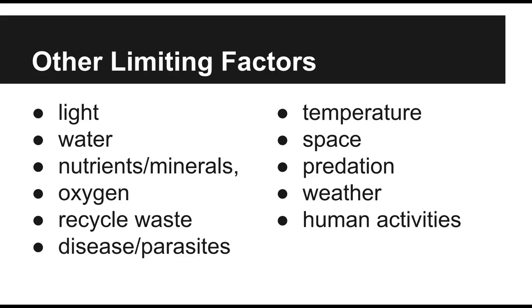We could do a whole lecture about how human activities can be a limiting factor on populations. Things such as pesticides, herbicides, and destroying habitat. If you have a forest ecosystem and people come through and put in fields and wipe out that forest ecosystem, it's difficult to have a forest ecosystem without the forest.